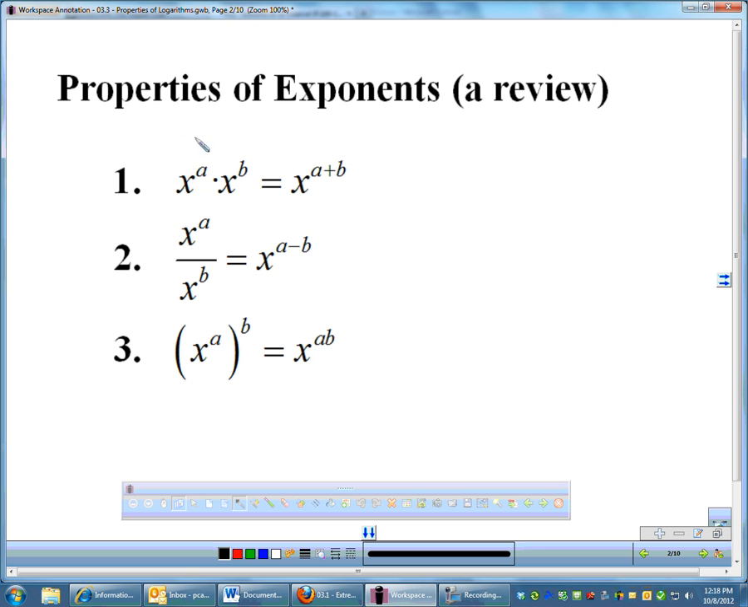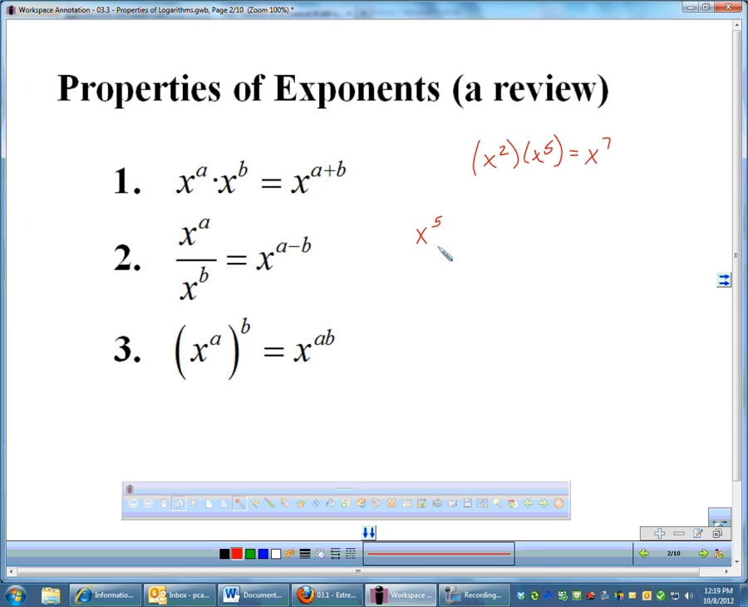Here's a quick review of some properties of exponents. The reason I'm showing you this is because it ties into the properties of logs. If you remember, if you multiply two things with the same base, you add the exponents. That would be something like x squared times x to the fifth. You just know that that's x to the seventh. You add the exponents. If you are dividing, you subtract exponents.